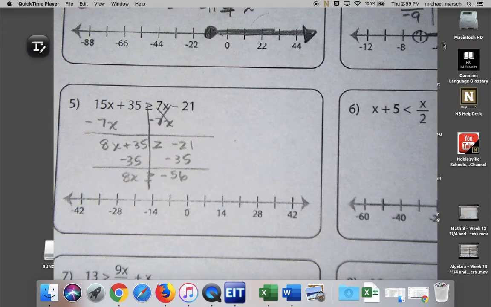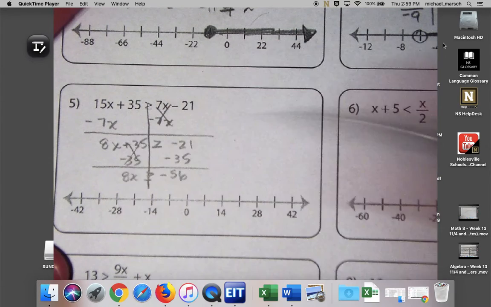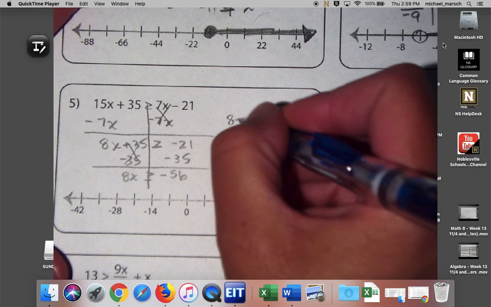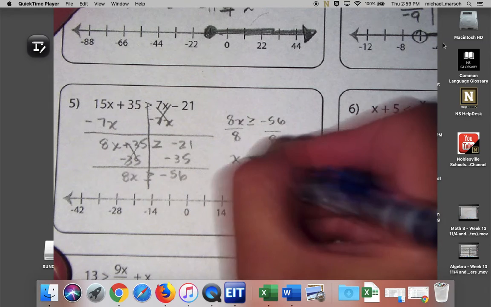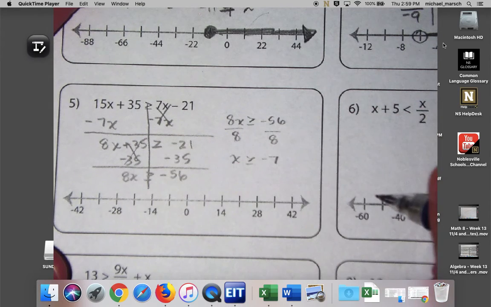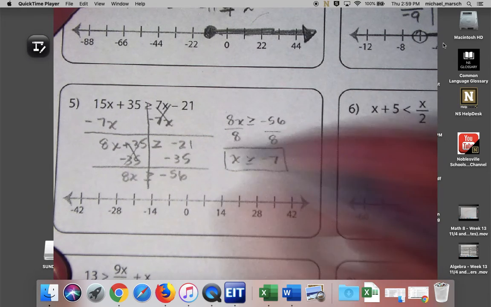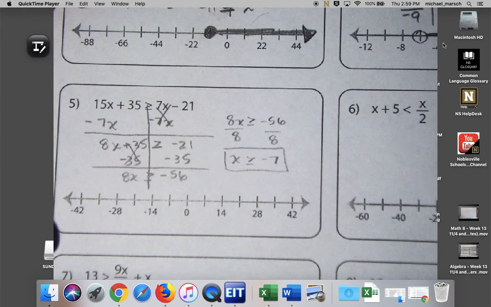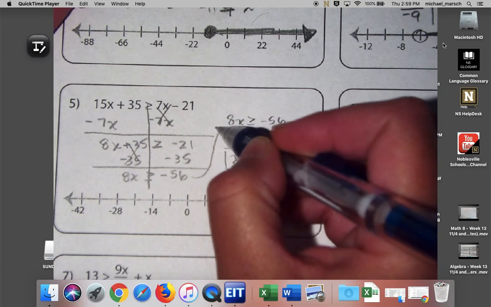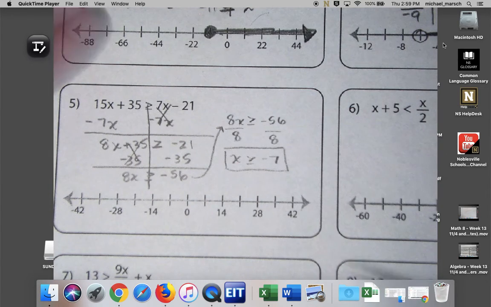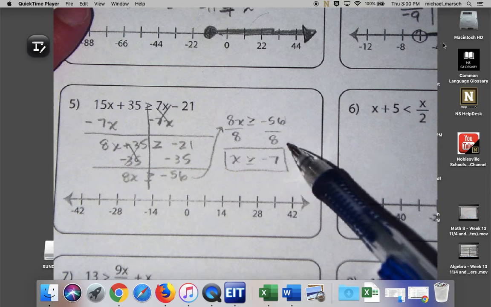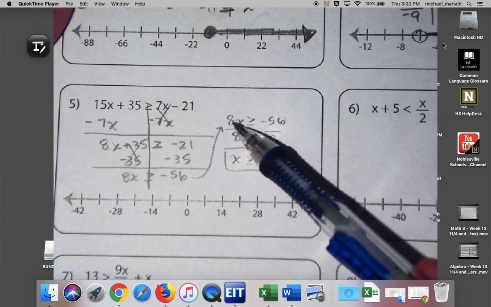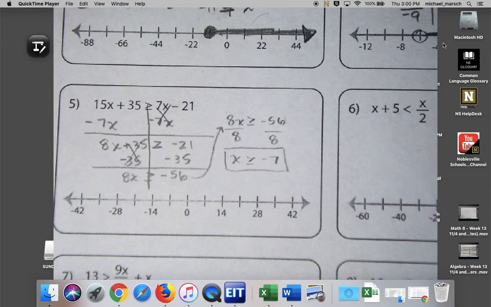Don't you have to cross out that 35? I sure do. Then divide by 8. So I have 8x is greater than or equal to negative 56. Divide by 8. X is greater than or equal to negative 7. Can someone tell me why I did not flip my sign? Because you weren't dividing by a negative. Correct. You were just dividing. So if you look up here, Britton, do you see how this 56 is negative? Yeah. But the 8 is not. So I would only flip my sign if I divided by a negative 8, but I didn't. So even though there's a negative in the problem, I don't have to flip my sign.